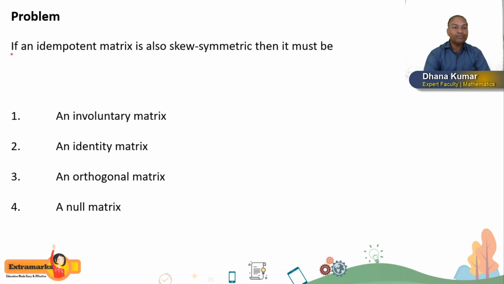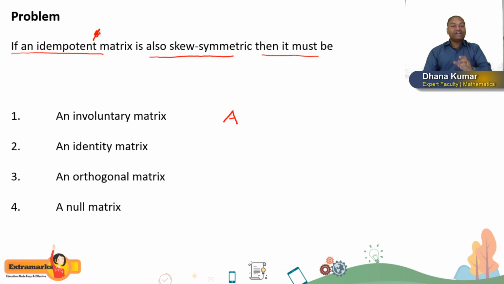If an idempotent matrix is also skew-symmetric, then it must be... you observe that one: if an idempotent matrix is also skew-symmetric. Okay. Let us see. I am taking one square matrix A, a square matrix of order n by n.